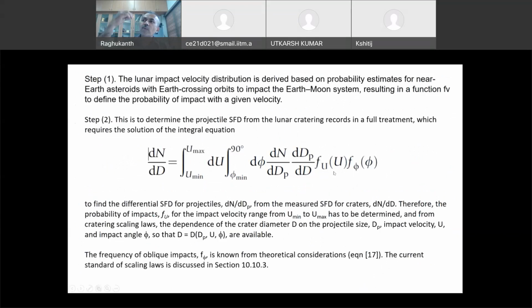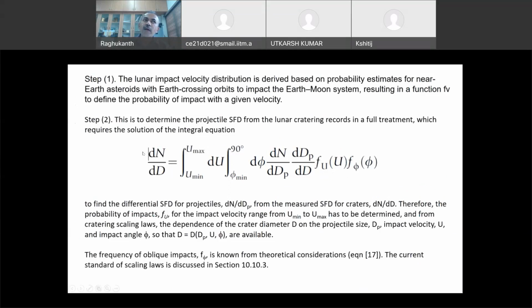See, previously for the moon, what happened was that dN by dd is known from the data. Knowing dN by dd, and knowing the probability density function of impact velocity on the moon and the probability density function of impact angle on the moon, we found dN by d dp basically. Now, once dN by d dp is known, we have to find dN by dd for Earth, actually for another planet.